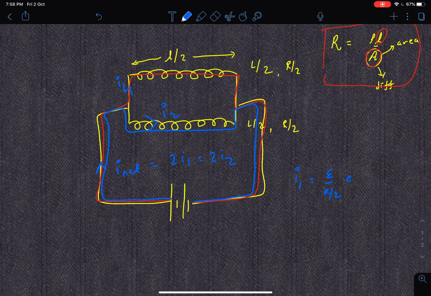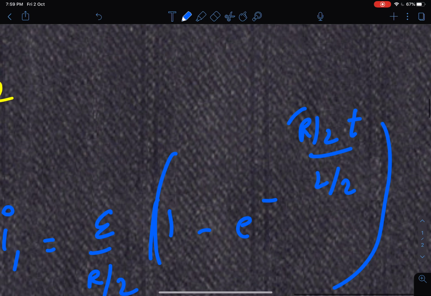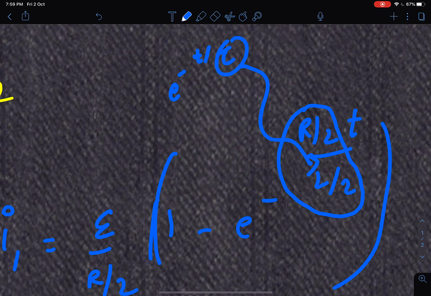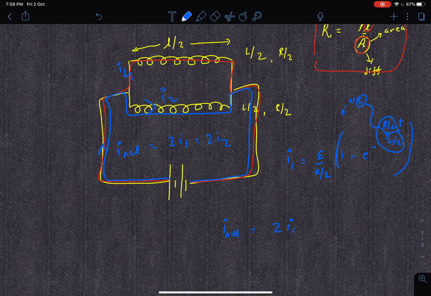into 1 minus e raised to minus R t by L. And the same is the case with I2 also. And I net is simply double of this. So the time constant, which is the coefficient in e raised to minus t by tau, this tau term will be the same for I1, I2 and also I net.